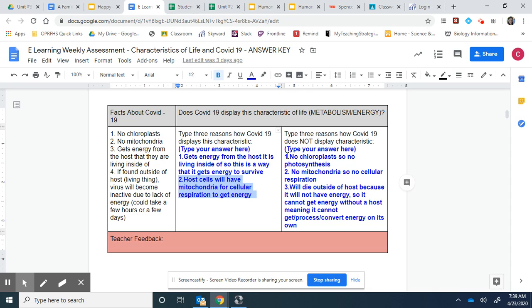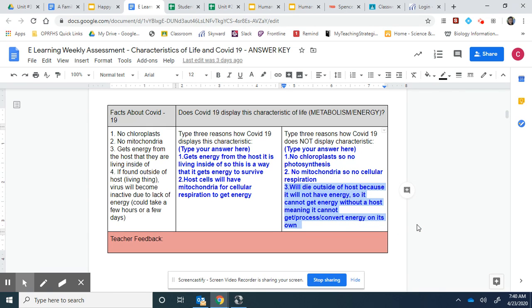Once again, I think it's way easier to do why it's not living. Number 1, they have no chloroplasts. So if they don't have chloroplasts, they can't go through photosynthesis, so they're not absorbing the sun's energy to get energy themselves. They have no mitochondria, so they can't go through cellular respiration. So no photosynthesis, no cellular respiration. And then finally, if they're found outside of a host, they will die within a few days because they have no way to get energy on their own.